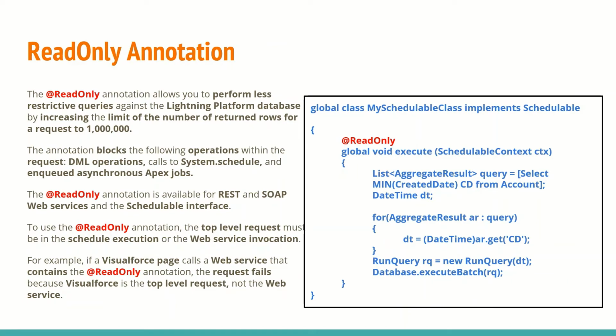Then we have the read-only annotation. The read-only annotation allows you to perform less restrictive queries against the Lightning Platform database by increasing the limit of number of returned rows for a request to 10 lakh. The annotation blocks the following operations within the request: DML operations, calls to System.schedule, and enqueuing asynchronous Apex jobs. The read-only annotation is available for REST and SOAP web services and the schedulable interface.